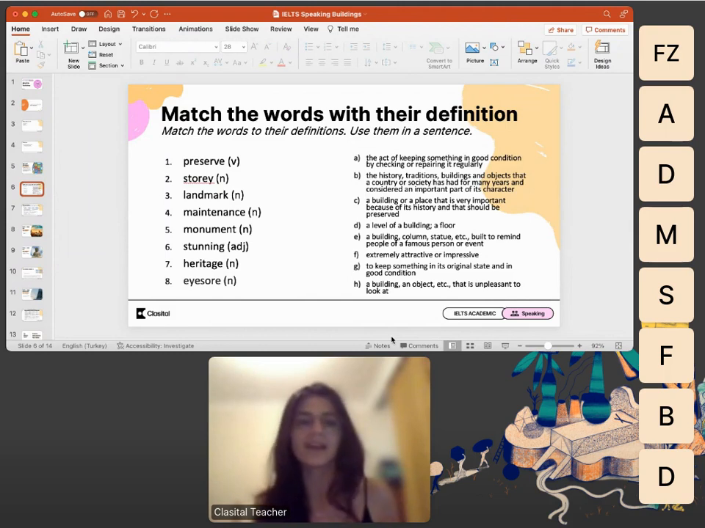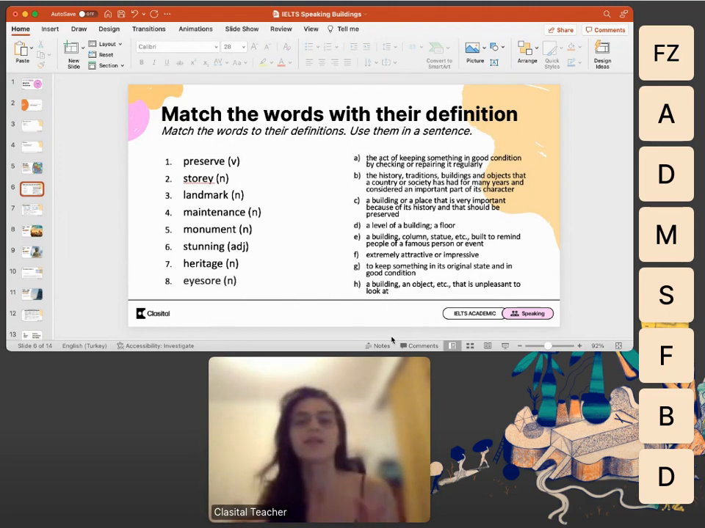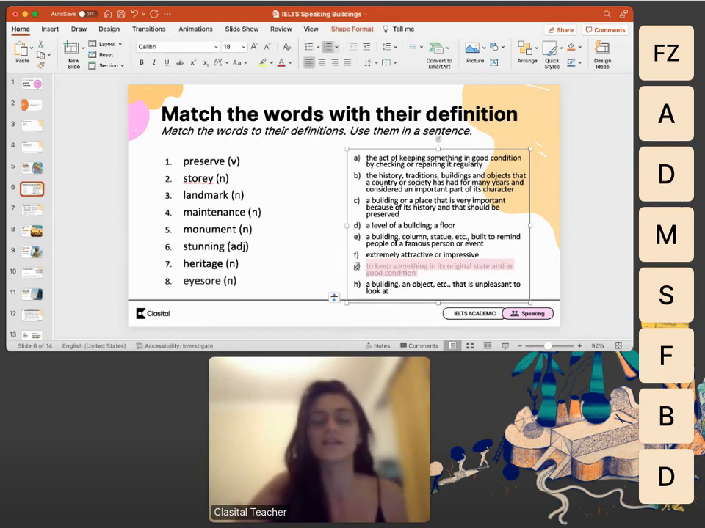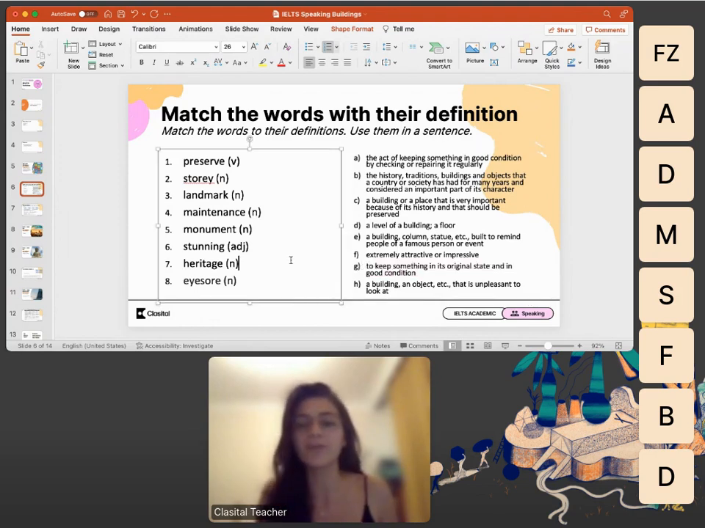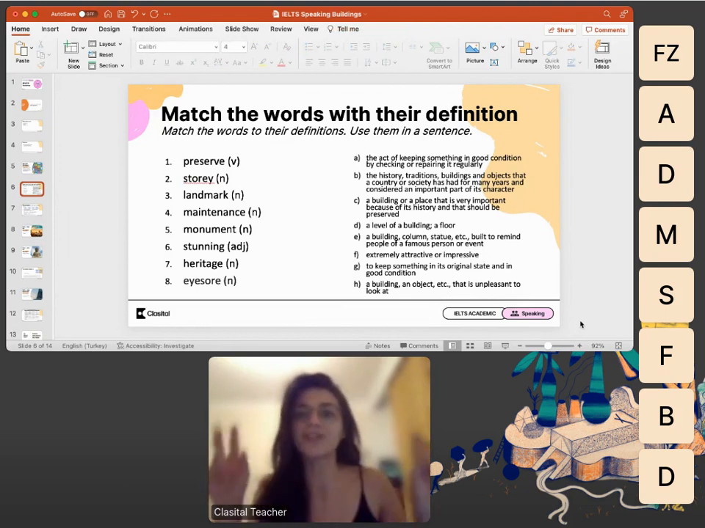So our first word today is to preserve. What do you think to preserve means? And you can see the definitions on the right side, the act of keeping something or the history, traditions. What do you think to preserve something means? Yes, it's G. So it's to keep something in its original state and in good condition. So when we preserve something, we make sure that it's in good shape and it's in original shape, and we try to kind of protect it. This is what preserve means.